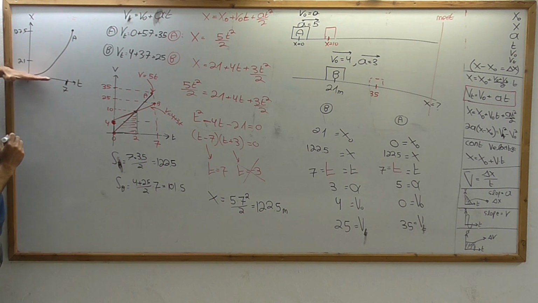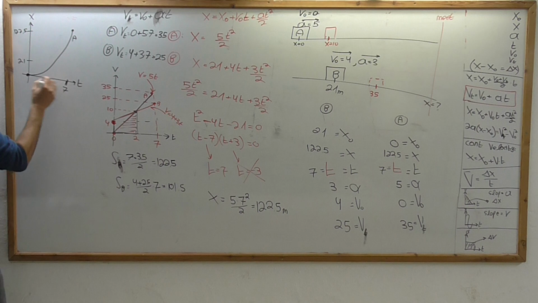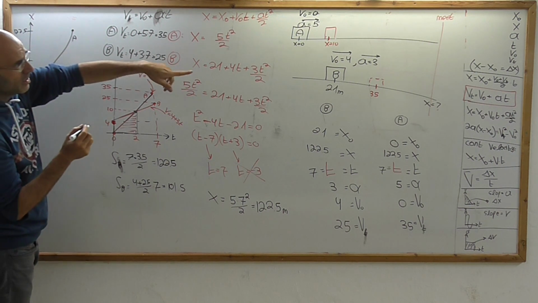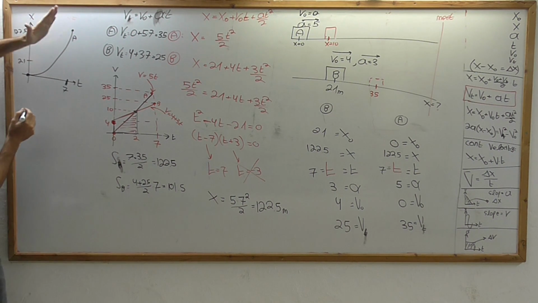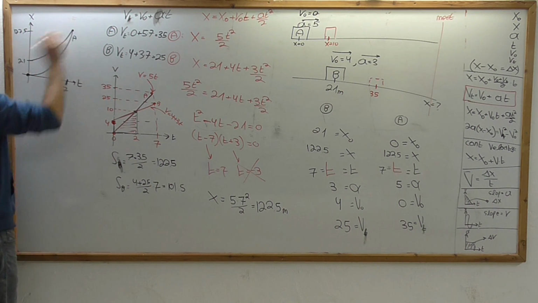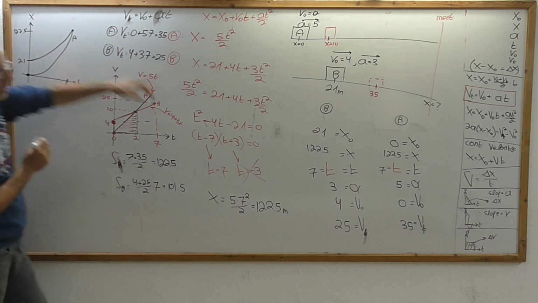The slope is 0 at the start because it started with 0 velocity, and it finished with 35 velocity. Graph B also started with 4 velocity and also increases. So it's also something like that. But the slope starts at 4. It's not flat, it's a slope of 4, 5, 6, 7, 8, until the slope will be 25.